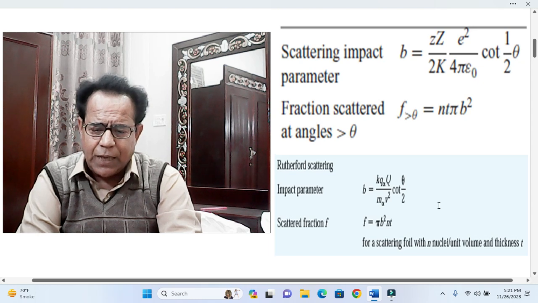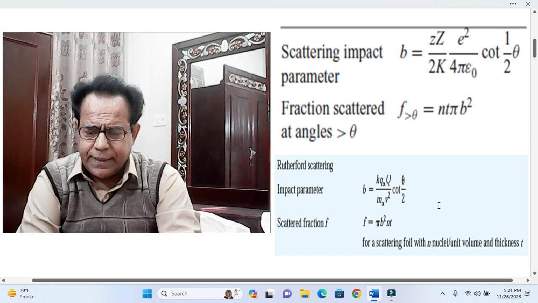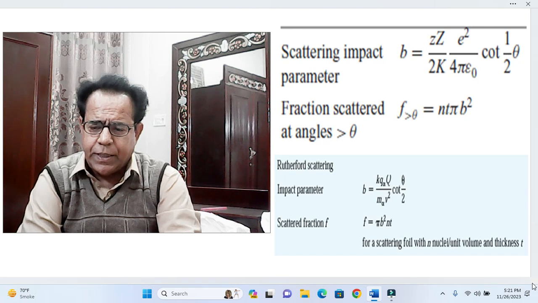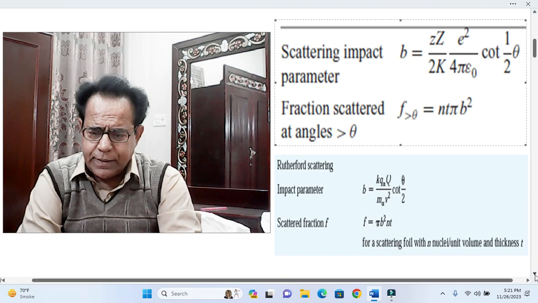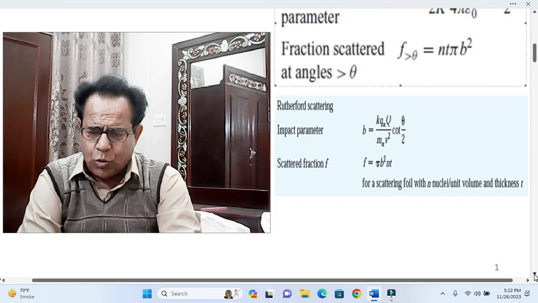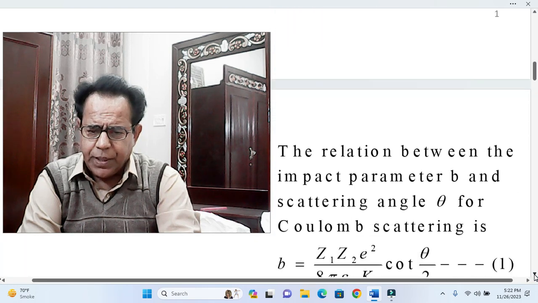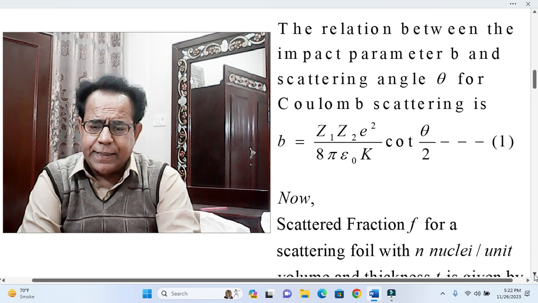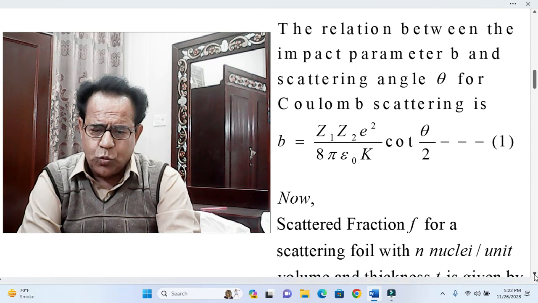Scattered fraction f is equal to pi b squared n t for a scattering foil with n nuclei per unit volume and thickness t. Okay, so dear students, on the basis of this snapshot we will solve our problem. The relation between the impact parameter b and scattering angle theta for Coulomb scattering is b equal to Z1 Z2 e squared over 8 pi epsilon naught capital K into cot theta by 2.